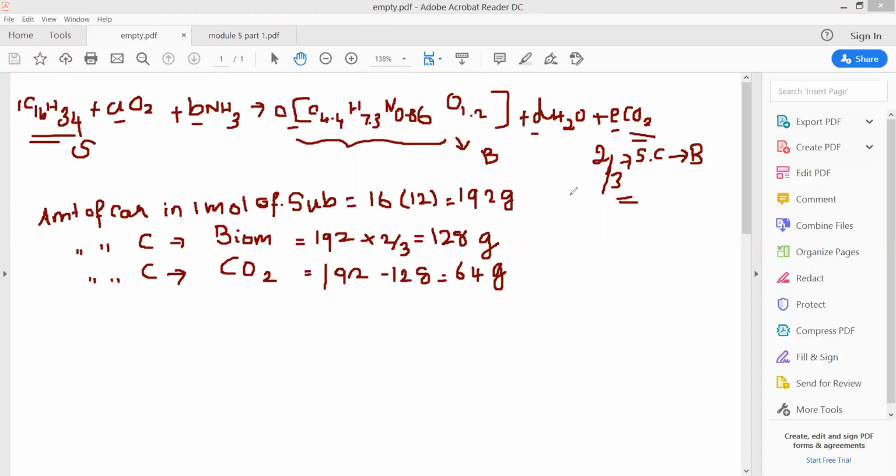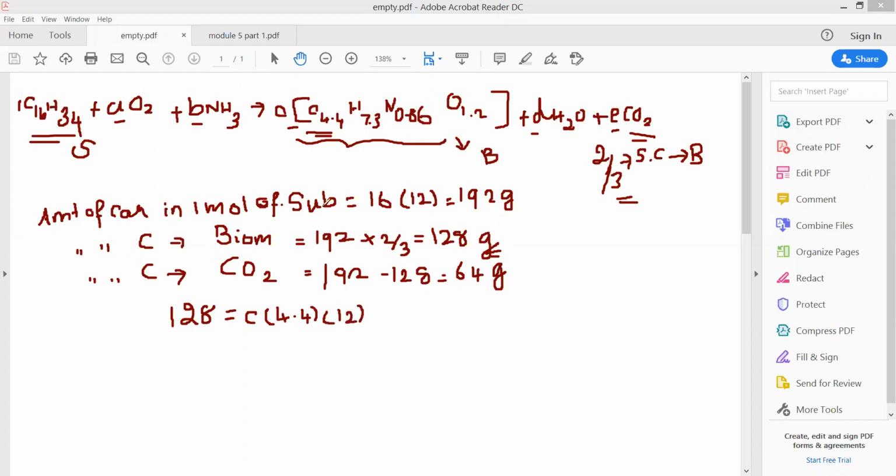If this problem is given, 2 by 3rd of the substrate is being converted to biomass. Now what we have to do is, first we have to take only the carbon and then balance it. So the amount of carbon converted to biomass is 128. And then what is the amount of carbon present in the biomass according to the equation? This coefficient is C, the number of carbon present is 4.4, into the atomic weight 12.